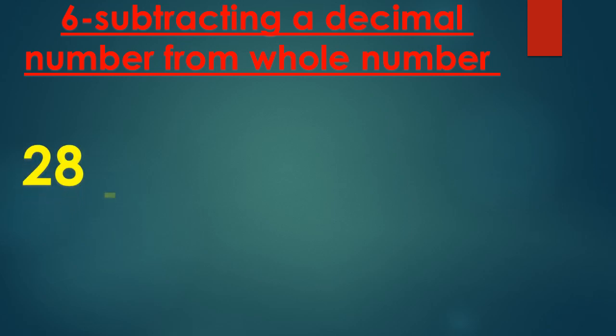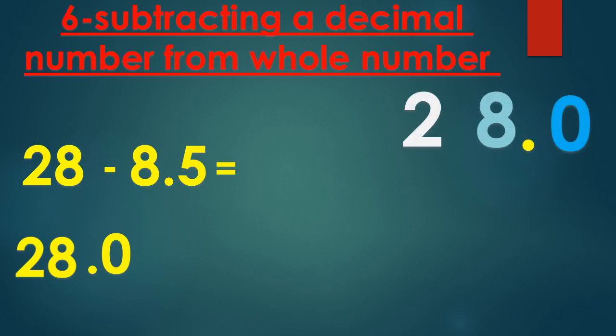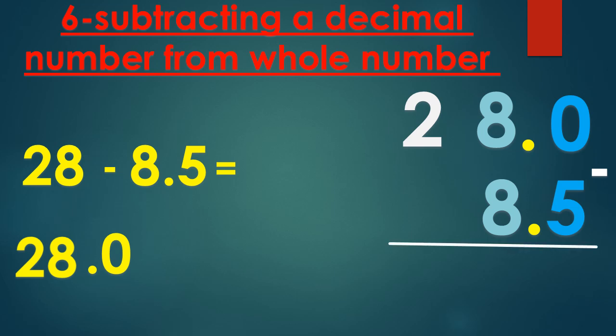Next, we have subtracting a decimal number from a whole number, like 28, which is a whole number, minus 8.5, which is a decimal. So we convert the 28 into decimal by adding 0.0 to it. Then we write them one below the other and make sure that the point is under the point, and start from the right. 0 is less than 5, so we borrow 1 from the 8. The 0 becomes 10 and the 8 becomes 7. 10 minus 5 is 5.